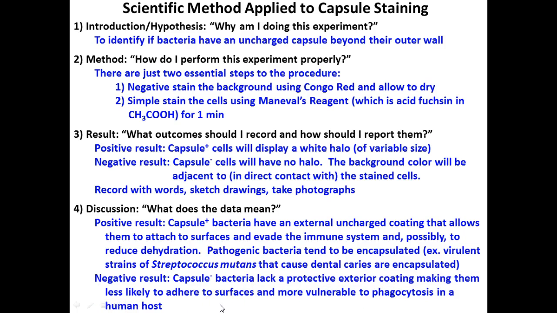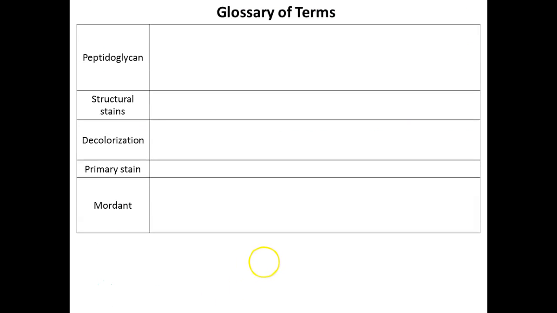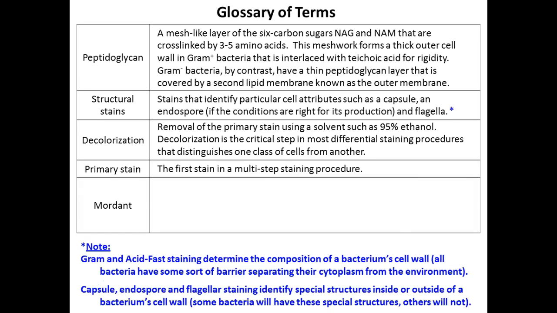Gram-negative means they lack that external protective layer, right? So they're probably not as effective at attaching and are more vulnerable to phagocytosis, more likely to be eaten. So I'm not going to read through the glossary of terms. They're in the PowerPoint for you guys as reference.